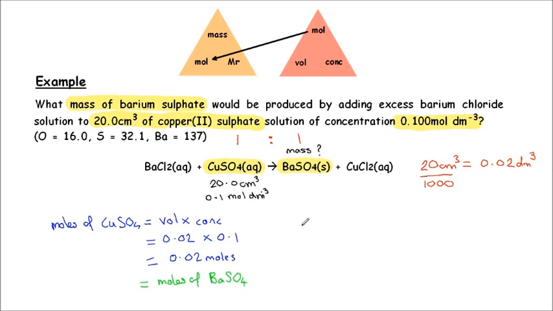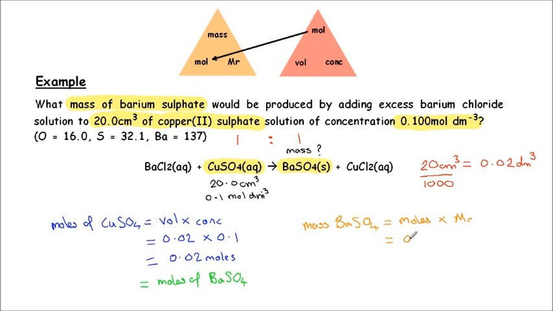So now then, we're actually going to answer the question. So the mass of barium sulfate, BaSO4, is going to be equal to moles, how many moles of it we've got, times the MR, the relative formula mass.